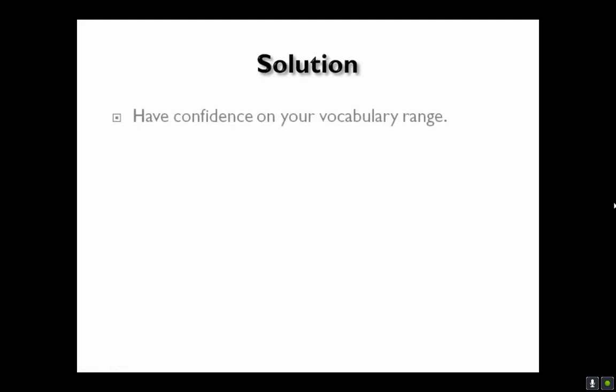So the solution to this is have confidence in your vocabulary range. If you were able to buy this course, if you were able to read all of the stuff on IELTS Advantage and listen and understand everything in this course, then your vocabulary range is probably fine. So you should have confidence that the vocabulary that you have at the moment is good enough to get the score that you need. Focus on accuracy. As I said before, don't use words that you're not sure about. It is far more important that you use words correctly than trying to use a wide range of complex words and getting 50% of them wrong.